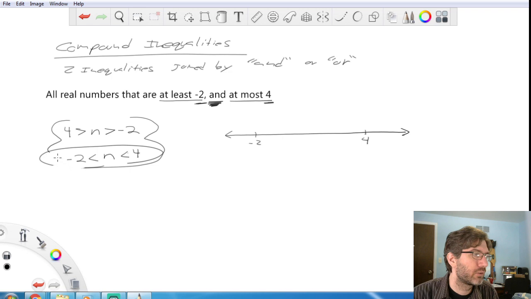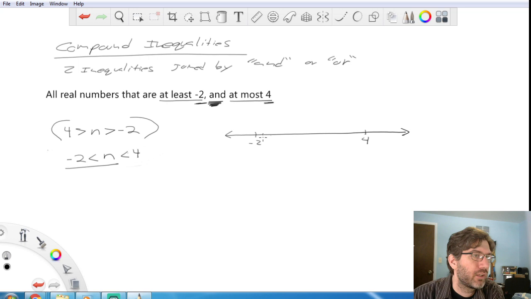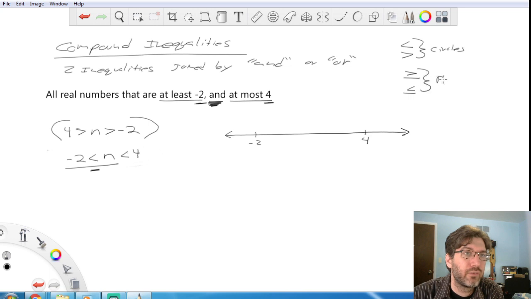let's erase my circles here. According to this side here, right, -2 is less than n, which means n has to be greater than it. And keeping in mind this inequality sign, I'm going to come over here and write them again. This sign and this sign get circles, just like last time. This sign and this sign get dots. So these are inclusive, these are not inclusive.